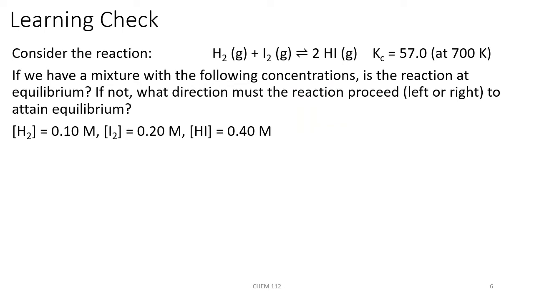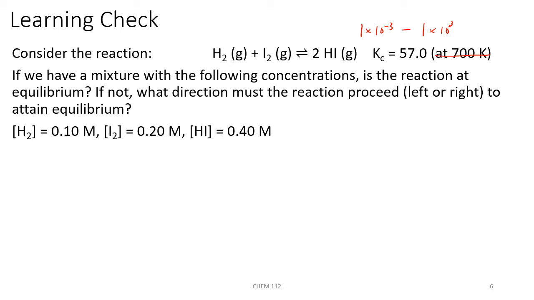Consider the reaction H2 gas plus I2 gas forming 2HI gas. We have the value of K sub C, which is 57 at 700 Kelvin. We don't need to use that 700 Kelvin. It's just given to us because the value of K is only good at that temperature. Also notice that our value of K sub C is in the range of 1 times 10 to the minus third through 1 times 10 to the positive third. So that means that at equilibrium, there's going to be an appreciable amount of reactants and products present. It's not a reactant-favored equilibrium or really a product-favored equilibrium.